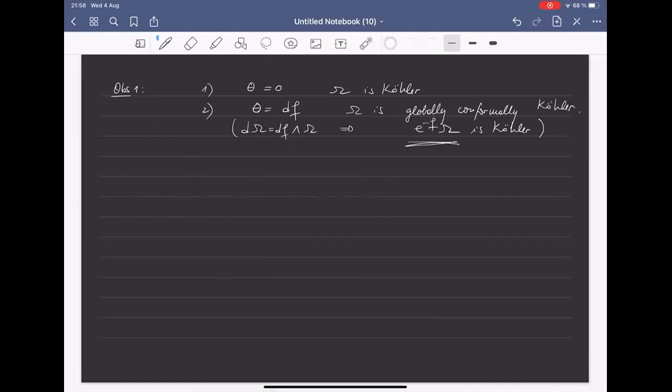Okay, so let's say that from the point of view of LCK geometry, we are interested in the case when theta is not globally exact. So when the cohomology class, the de Rham cohomology class of theta is not 0.